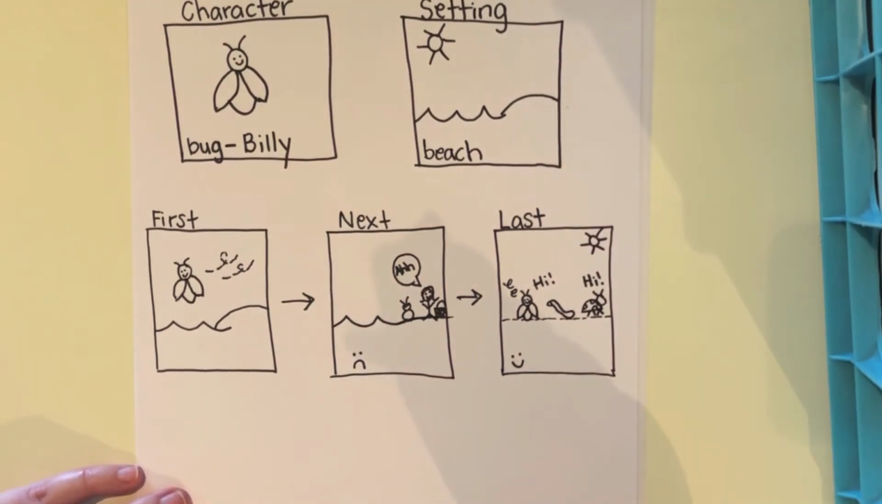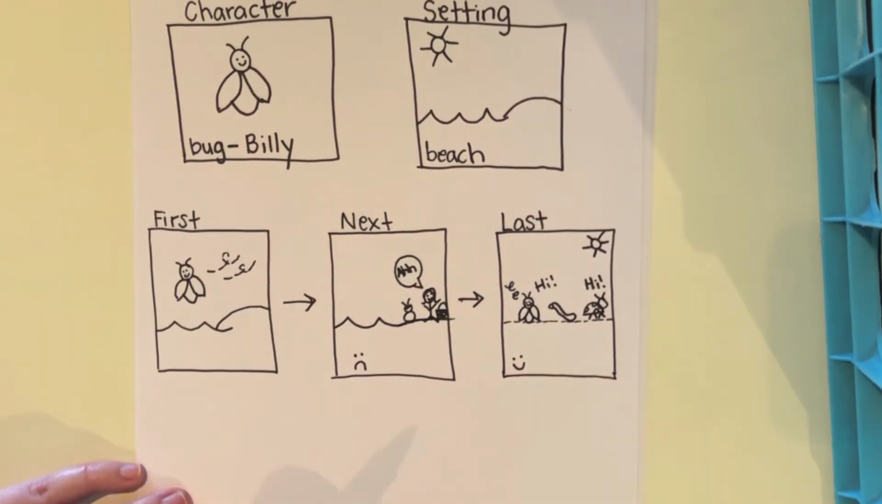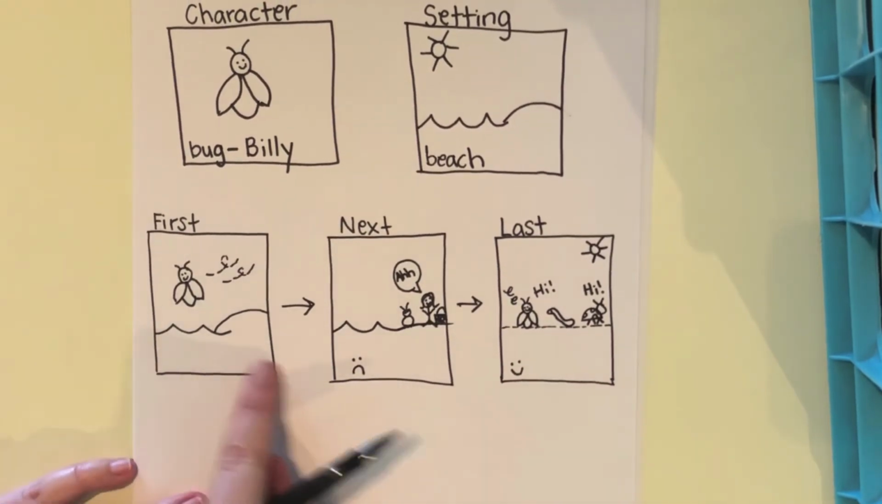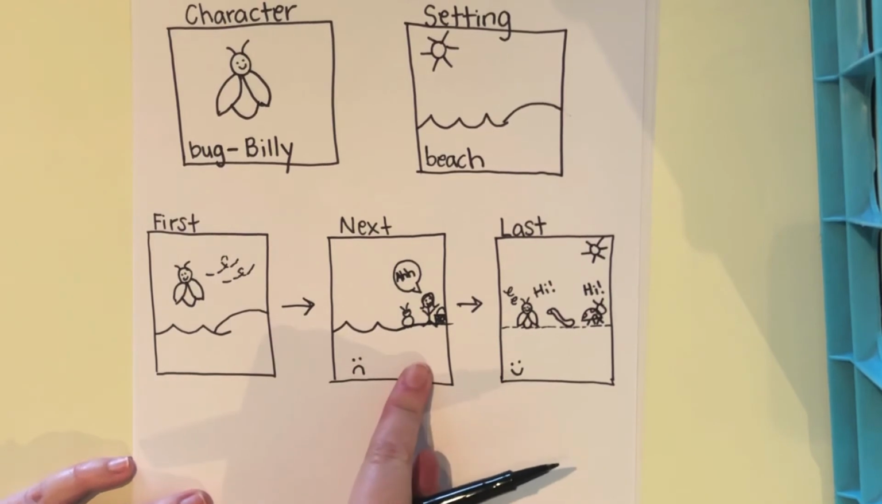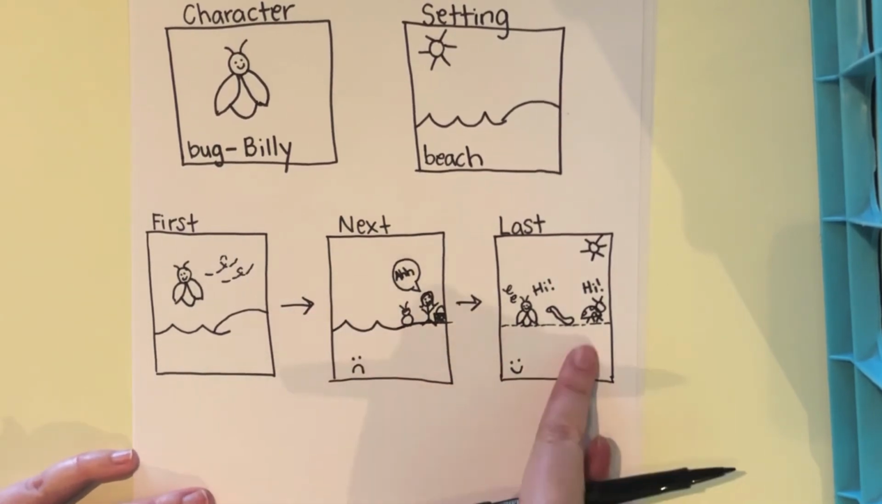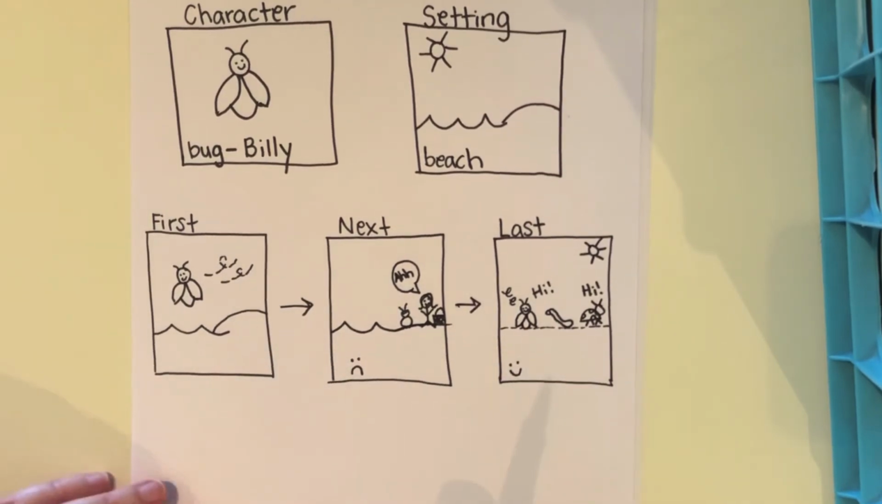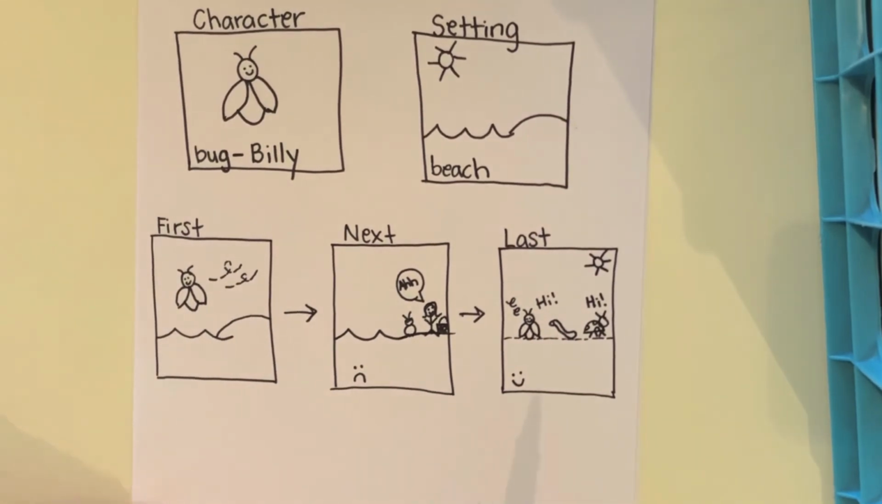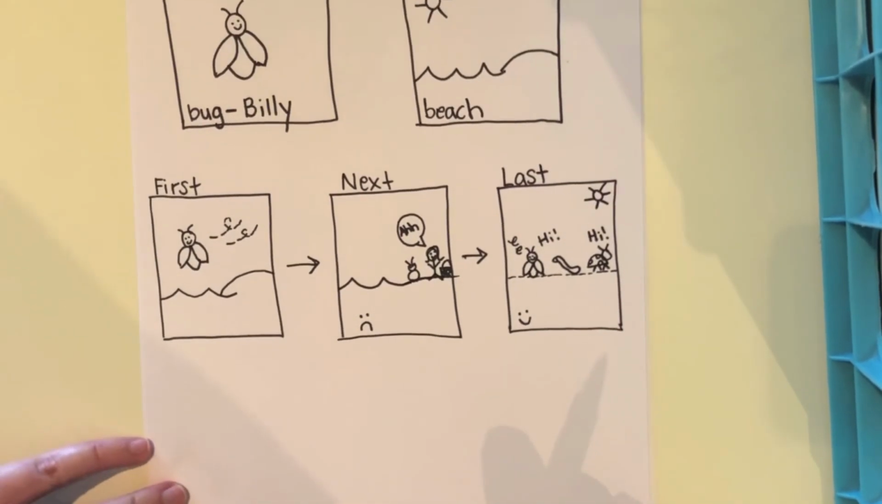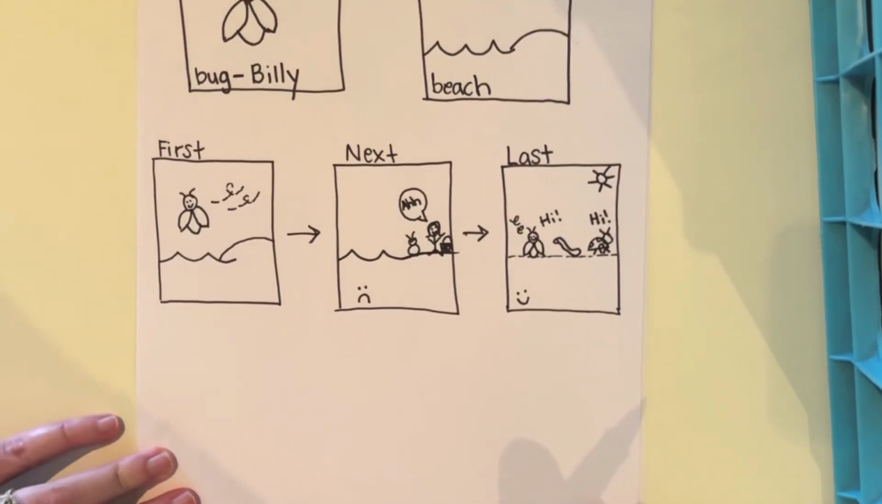The end. So that's how my story's going to go. First, Billy's really sad and lonely, tries to make a friend, can't make a friend, and then at the end finds some more bugs and becomes friends with them. So now that I have a plan for my story, I need to figure out what point of view I want to tell this in.